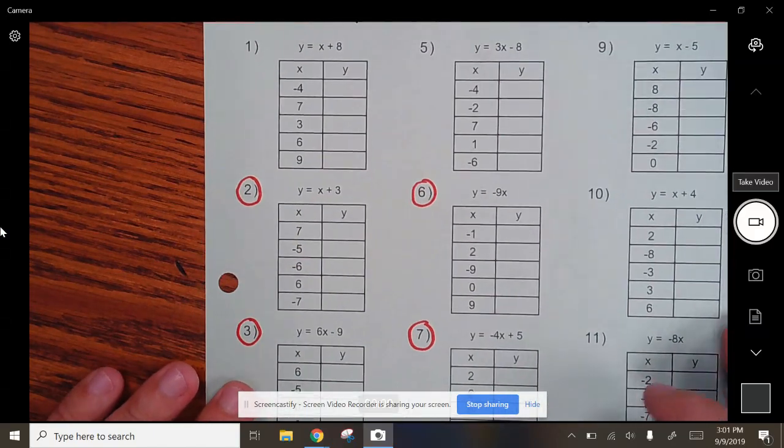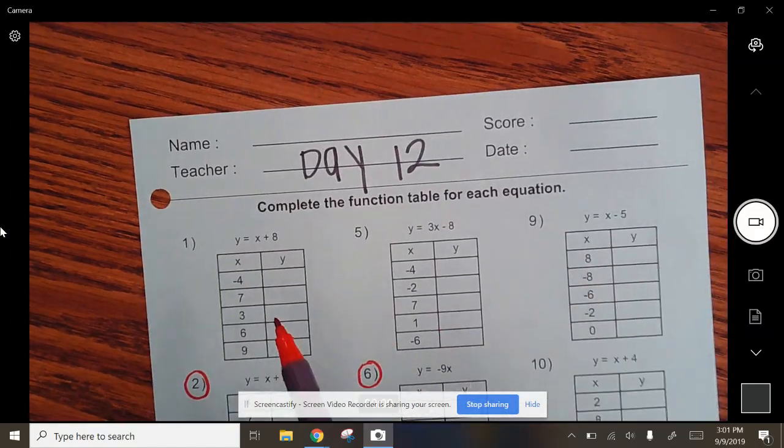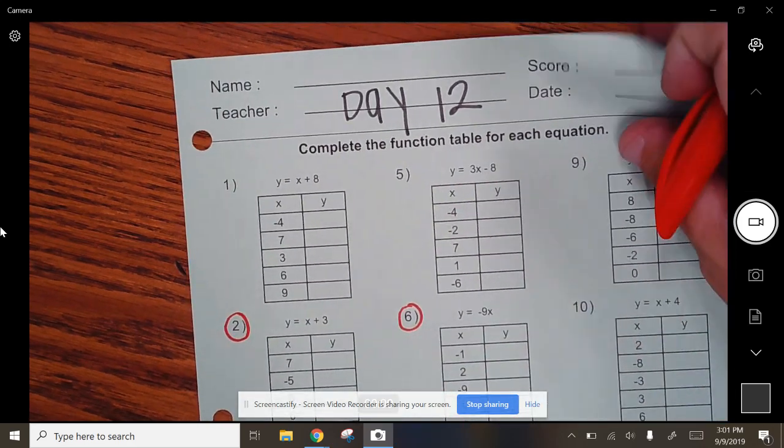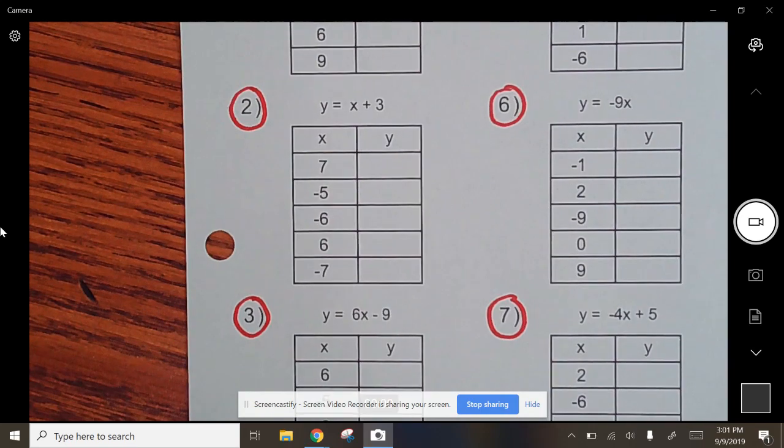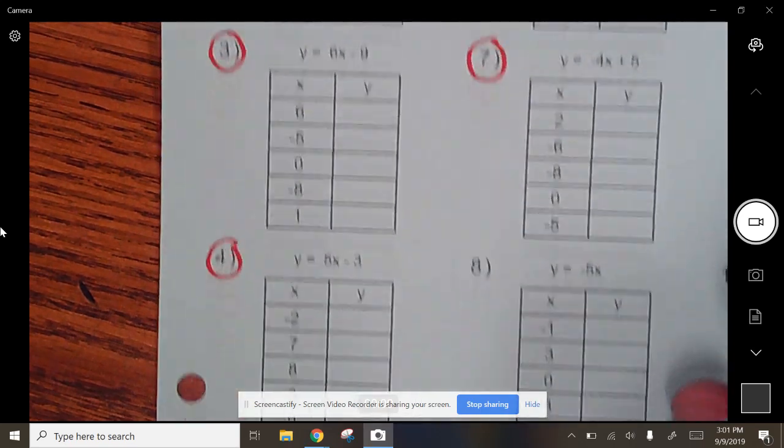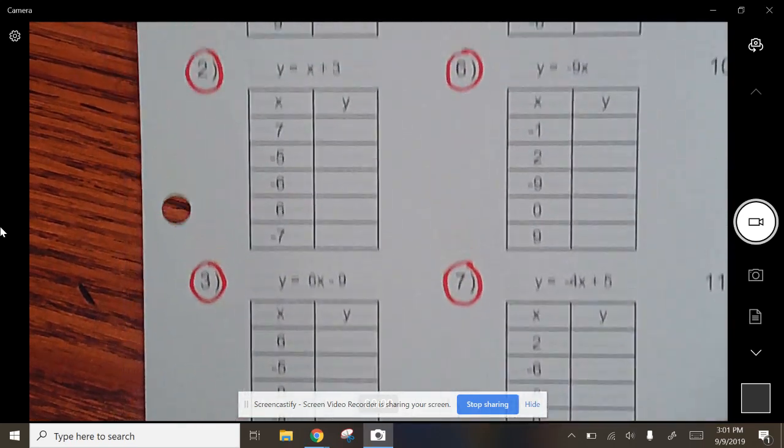All right, guys, we're going to go into day 12 of our completing the function table, completing the table, basically. I want you to look in. We're going to do the ones that are circled. So we'll do 2, 3, 4, 6, 7.